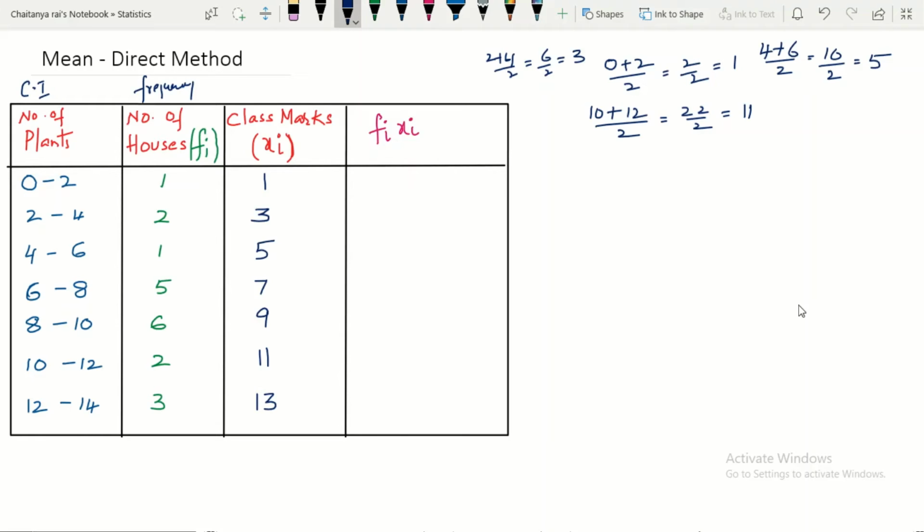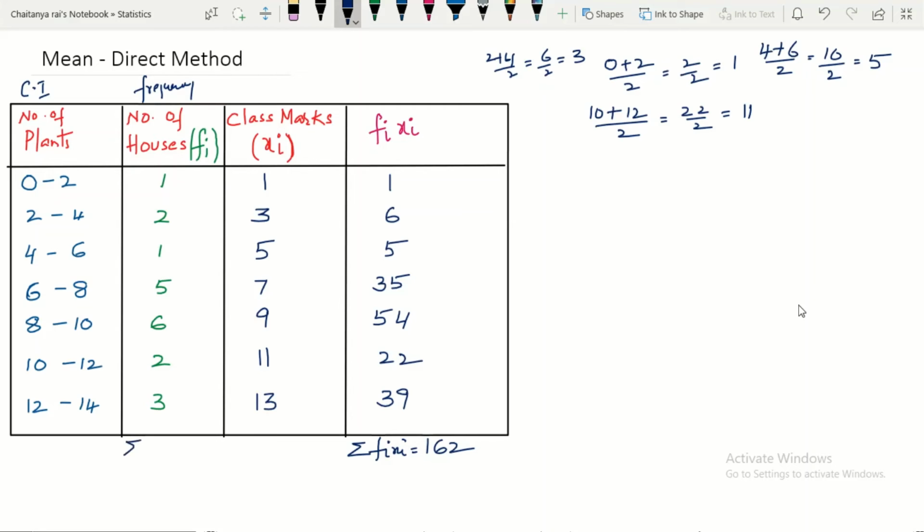After finding the class marks, we have to find the product of frequency and class mark respectively. Then 1 into 1 is 1, 2 into 3 is 6, 1 into 5 is 5, 5 into 7 is 35, 6 into 9 is 54, 2 elevens are 22, and 3 thirteens are 39. After getting these product values, what we have to find is sigma fi xi. That means we add all the values of fi xi, and we get the value 162.